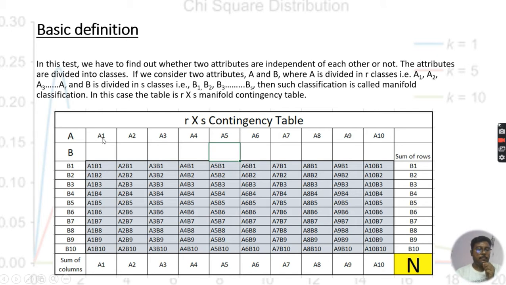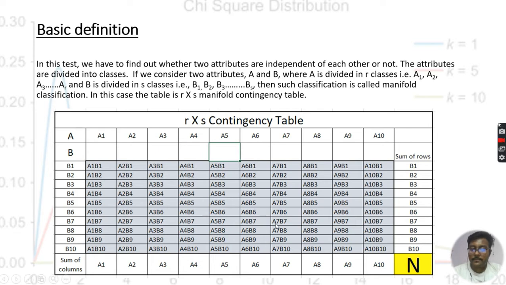Here in this table the value of R is considered as 10. So A has been considered up till 10 and B has also been considered up till 10, that is, the value of S is also 10. So the total number of cells will be 100. How? The number of columns is 10 and the number of rows is also 10. So rows into columns, R into S, 10 cross 10. So it forms an R cross S contingency table.